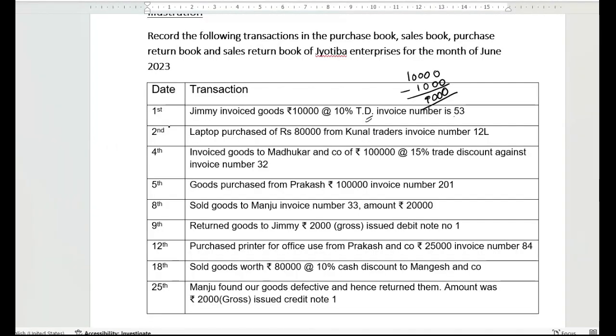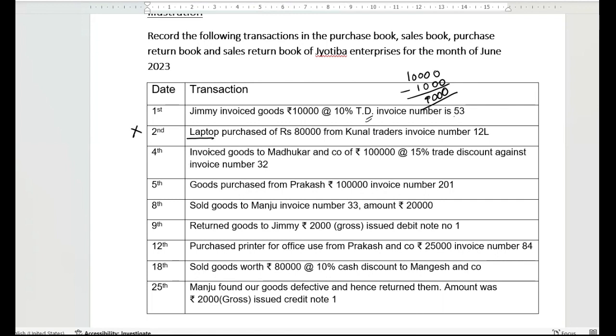Second transaction is saying laptop purchased 80,000 from Kunal Traders. Invoice number is 12L. Now, if you can see here, it is mentioning laptop is purchased. Laptop is a fixed asset. And as we know that in the subsidiary books of sale, purchase, etc., we are not going to record the laptop. So, in our sales or purchases, laptop or any fixed assets will not be recorded. So, transaction 2 will not be recorded.